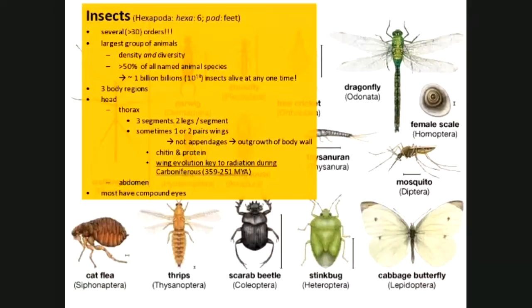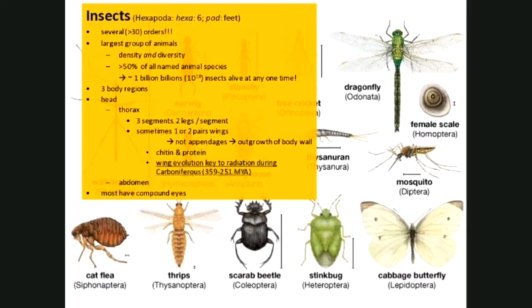All right, let's take a look at this insect group. Oh my goodness, 6 legs as opposed to 10, so that's why we call them hexapods. 30 orders. A huge number of insects, not only in terms of diversity of species, but just how many. Half of all the named animal species are insects at any one time. Like the other day I showed you, 10 to the 18 are alive. There's a boatload of insects out there.